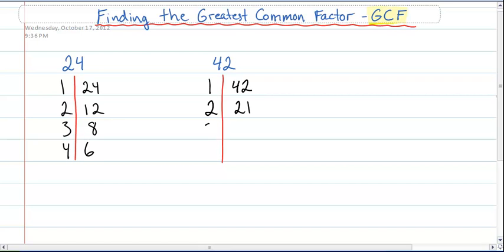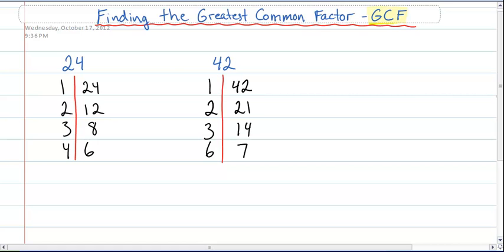what do we have here? 3 and 14. Looks like, am I right? 4 doesn't go into it. 5 doesn't go into it. But I know 6 and 7 do.